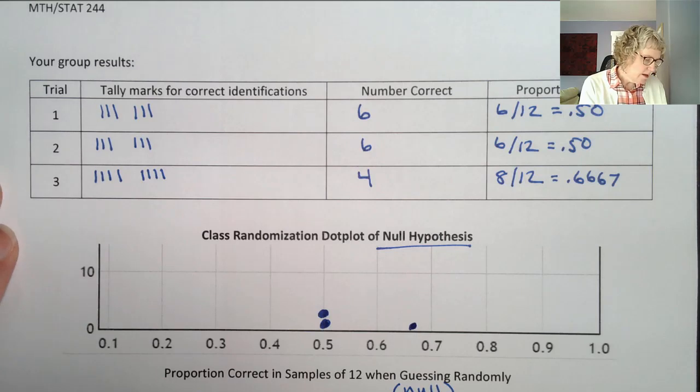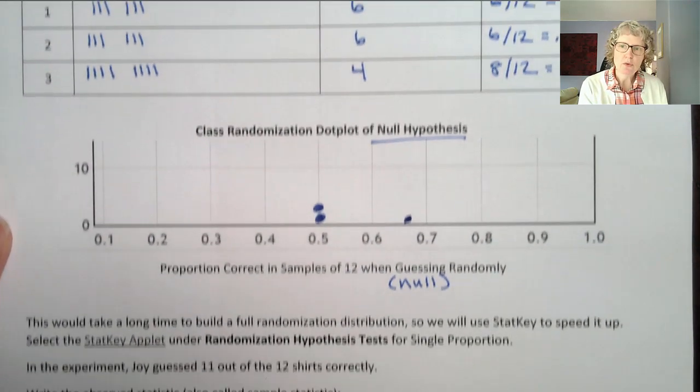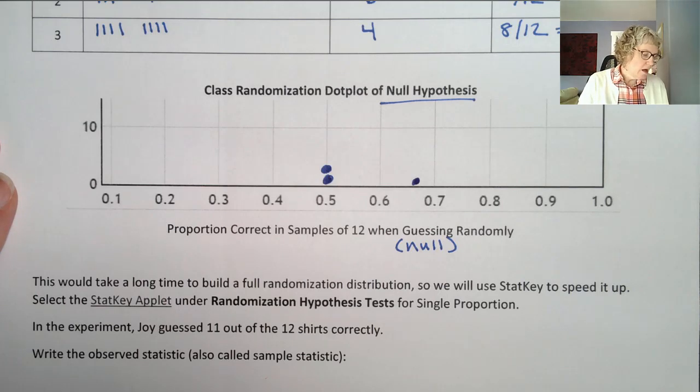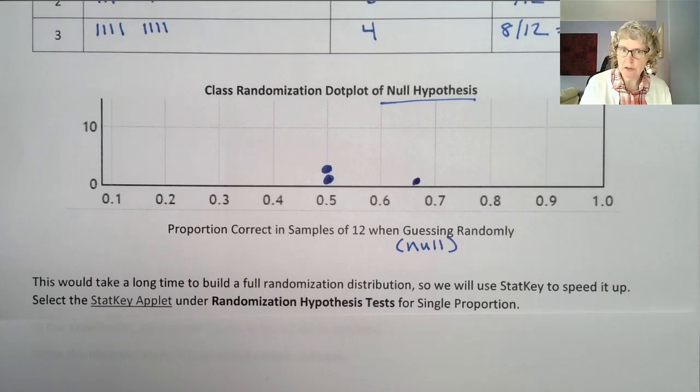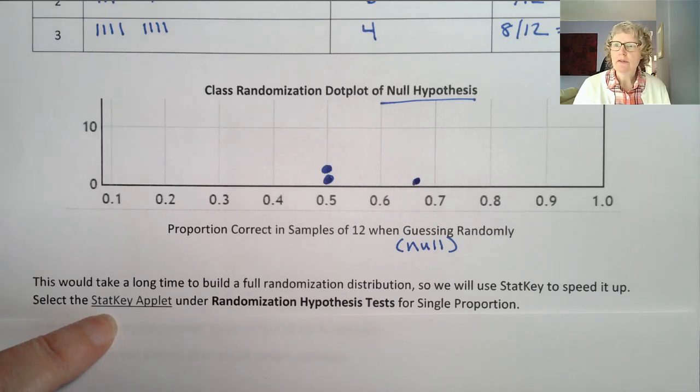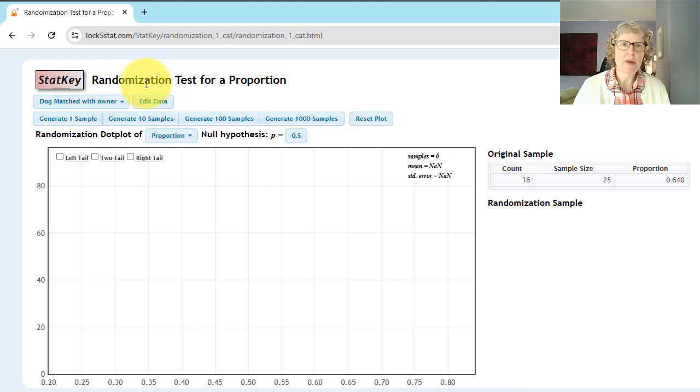Now, that said, it would take a really long time, we want to do a lot of repetitions. So we're going to move from a tactile simulation to a computer simulation. Most of the time we'll just do the computer simulation, but I think it's really good to do this one physically to get a sense of what the computer is doing. It will be much faster on the computer. So I'm going to show you an app called StatKey. You should have a link to StatKey, and this is the randomization test for a proportion.